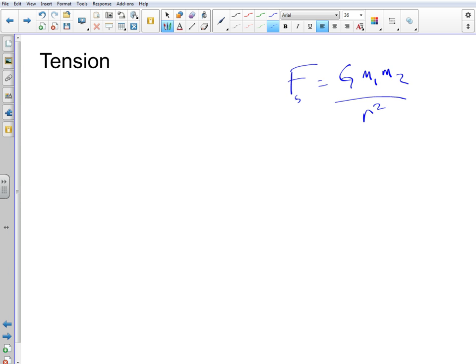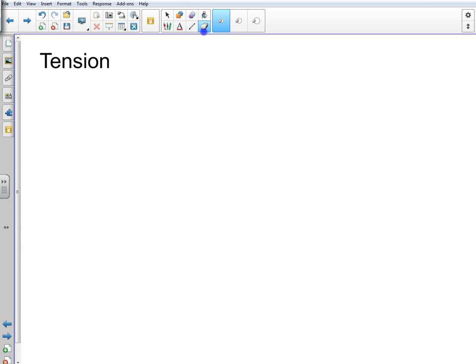Friction has a formula which we'll get to later on. No need to go through all of them, but some forces have formulas. Tension does not have a formula per se. Tension is usually found by taking into consideration all of the forces on the object, and sometimes it's just an unknown and you have to find it, or sometimes it's given. What I want to point out about tension are some things that are interesting about it.